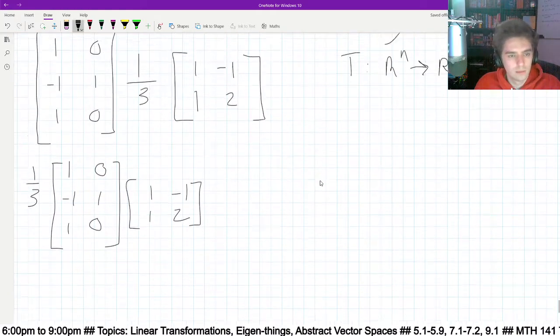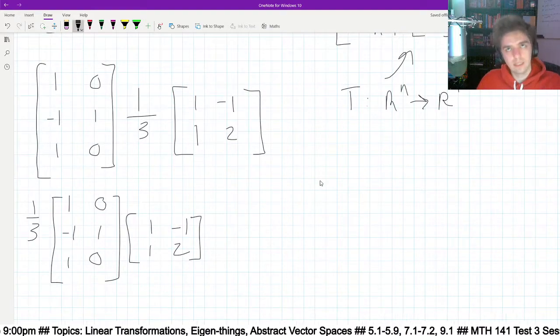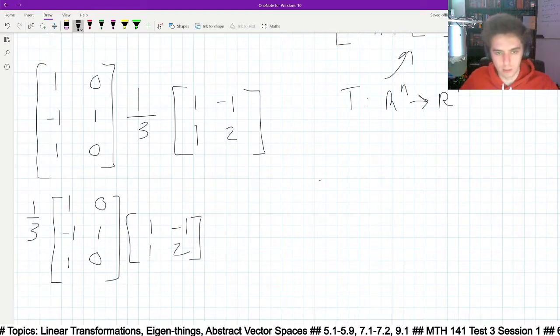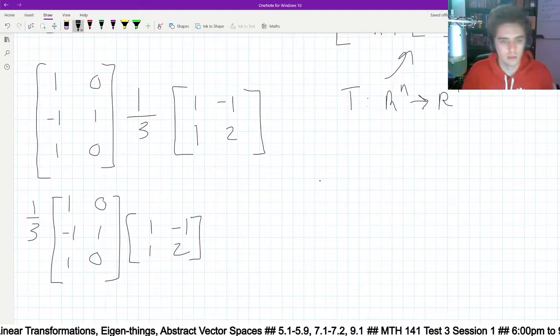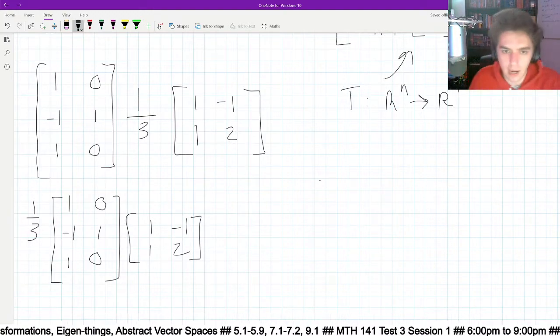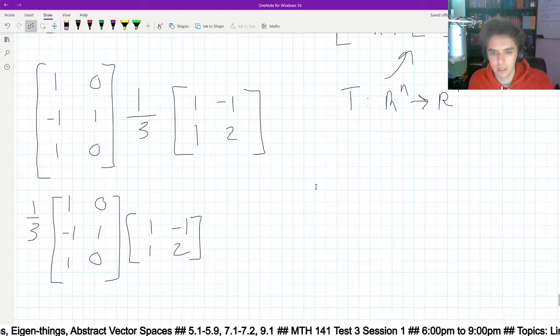Wait, sorry, is this from like Cramer's rule or something? This is from chapter 2. This is just matrix multiplication, just like doing matrix multiplication, right? And so the way I found the inverse is using this formula.